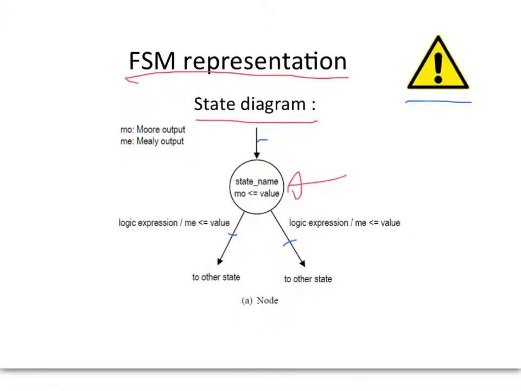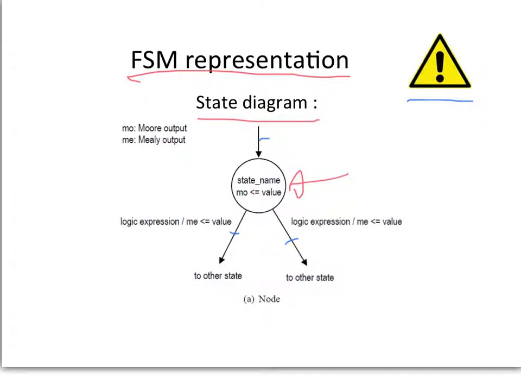Inside the state we have the state name, as you can see. Here we have the state name. Then we have something called MO. MO means that is the Moore output value or Moore output logic, because as mentioned in the previous slide, Moore output logic only depends on the state or the value of the state register. So we can draw the Moore output assignment inside a state, because that's the only thing that drives it.